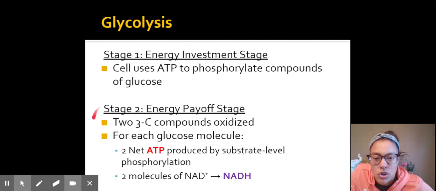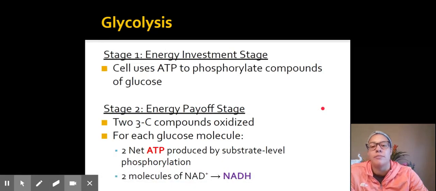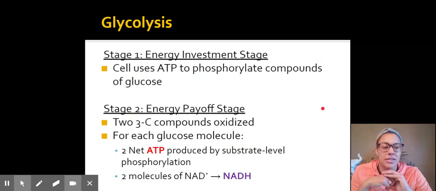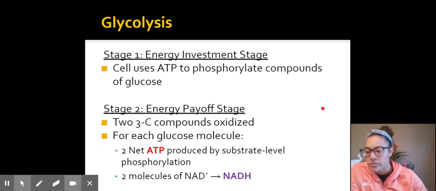And then stage 2 is the energy payoff stage, and that's where glucose has been split into pyruvate. For each glucose molecule that goes through glycolysis, we're going to have a net gain of 2 ATP, as well as 2 molecules of NADH that have stored those energy pieces.